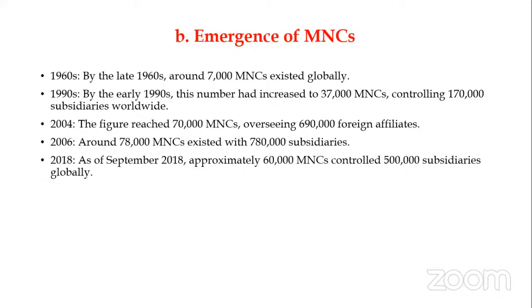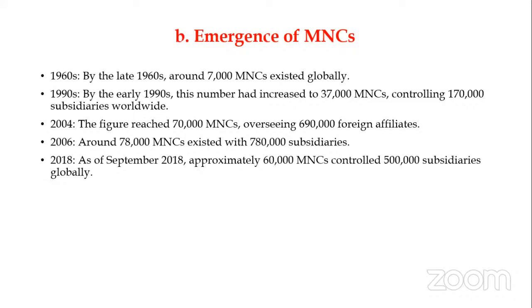You can see the statistics: in the 1960s it was 7,000 MNCs, whereas in the 1990s, 37,000 MNCs. Again, in 2004, 70,000 MNCs. Again, in 2006, 78,000 MNCs. It has come down in 2018 to 60,000 MNCs with subsidiaries of 5 lakh. So these MNCs operate globally.